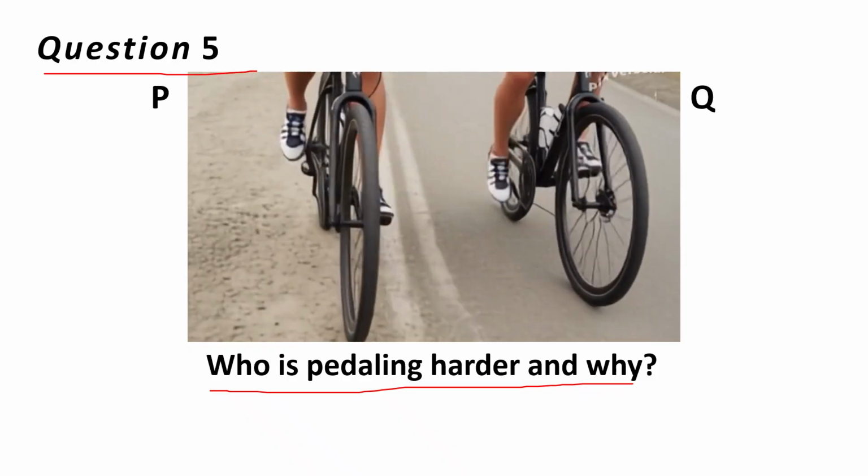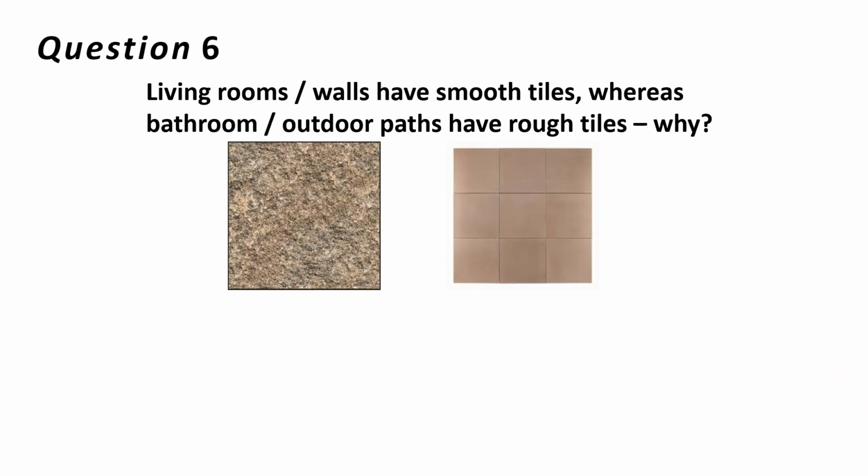Now question number 6. Always write the question number. Now living rooms and walls have smooth tiles like this, whereas bathrooms or outdoor parts like pavements will have rough tiles like this. Rough tiles are used in bathrooms or outdoor parts and smooth tiles are used in living rooms or walls. Why? Just a one line answer.